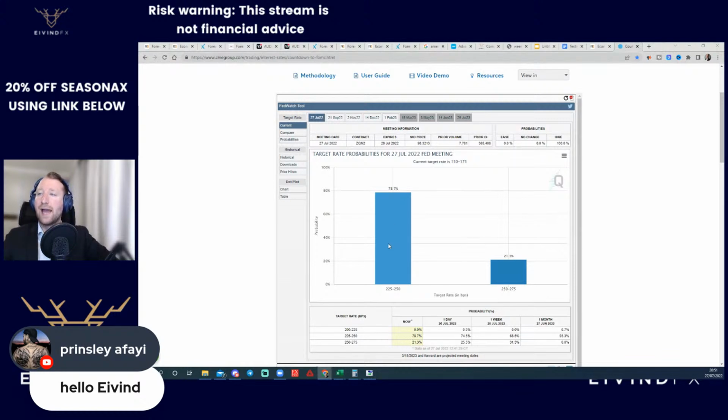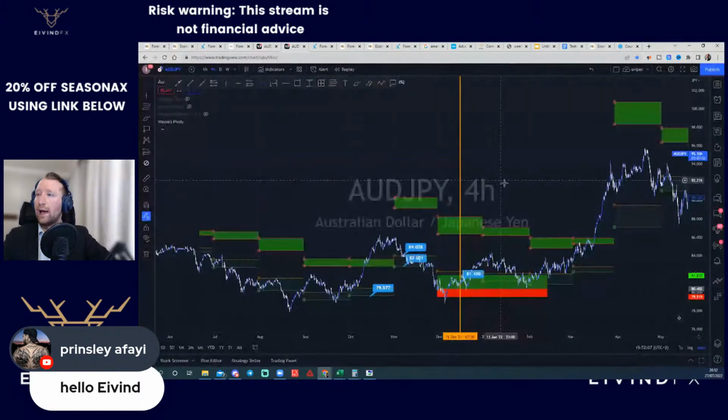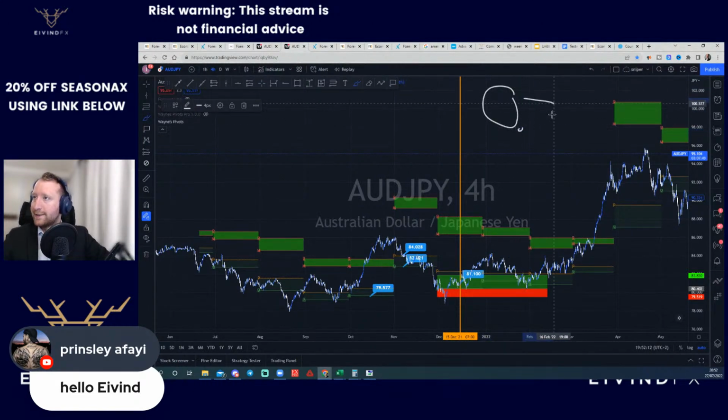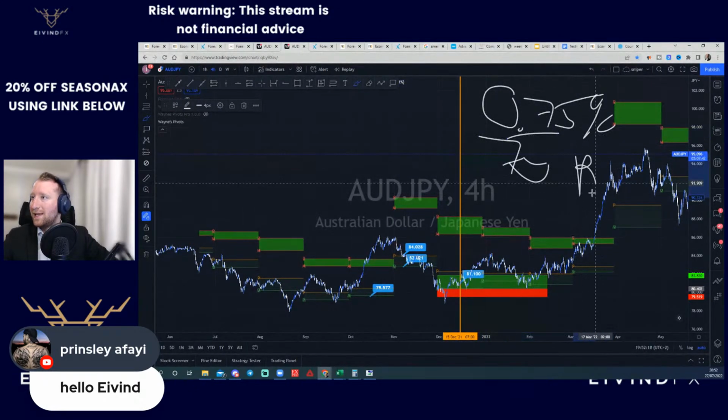Today, the market is pricing a 78% chance of a 75 basis point rate hike. That is 0.75, the same thing as 75 BPS, for those who can read that.